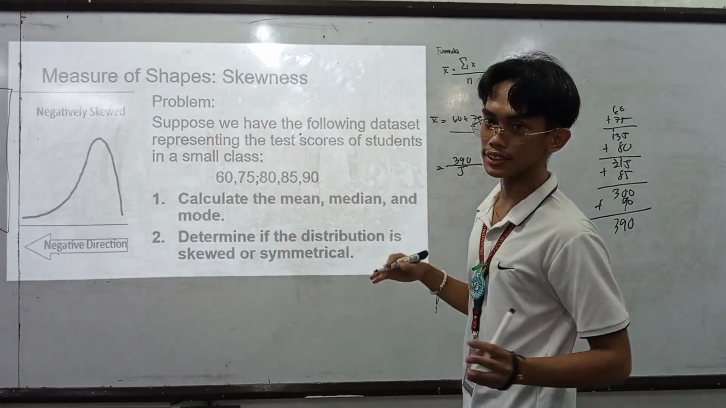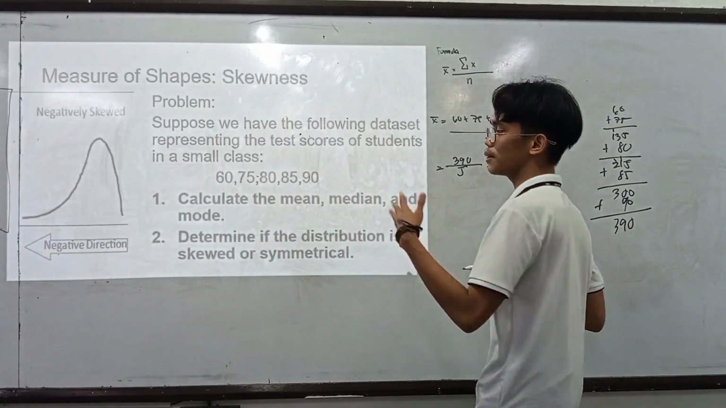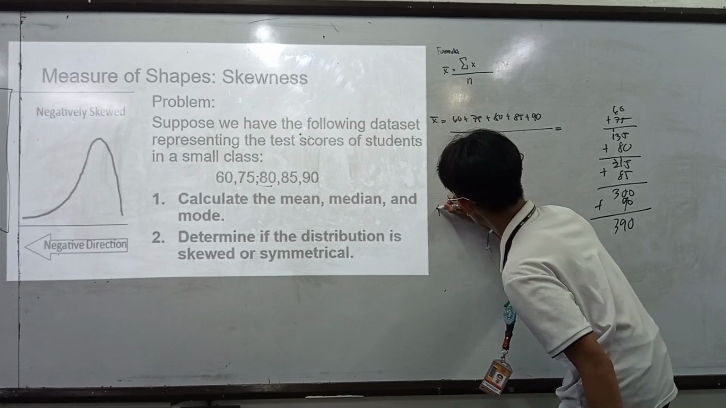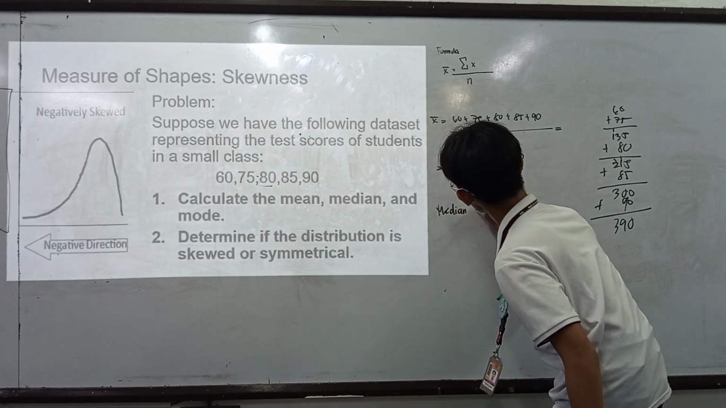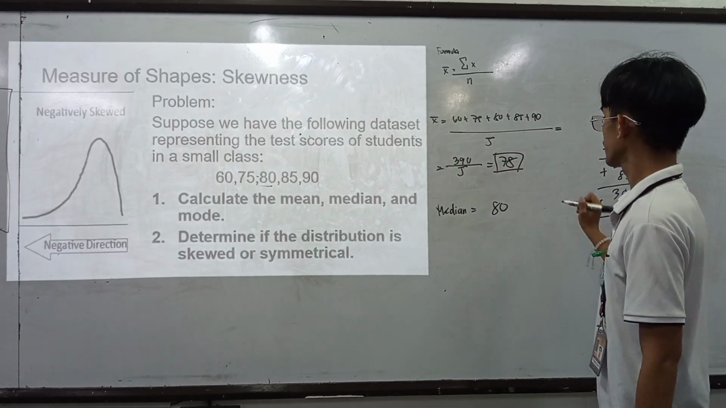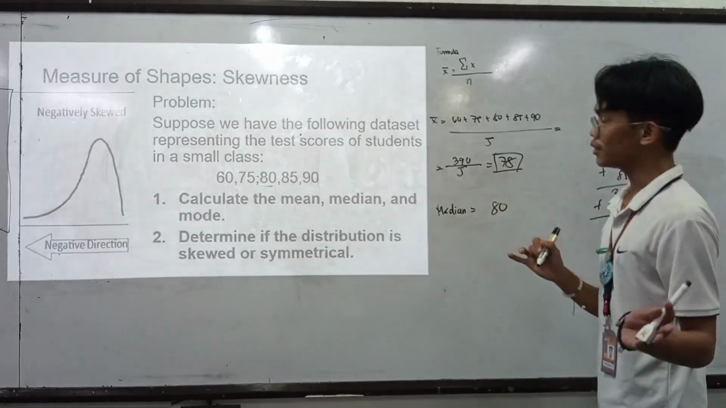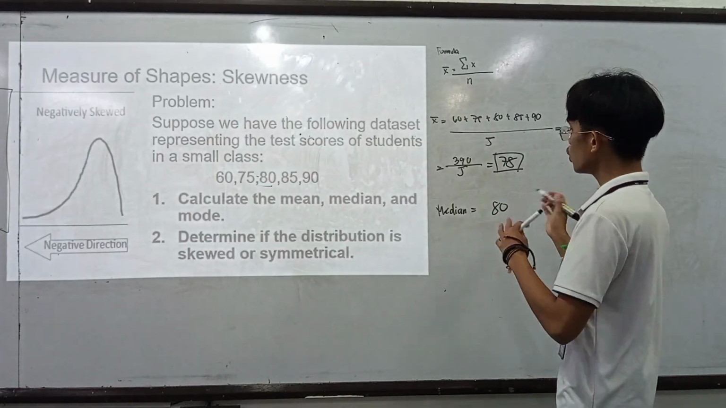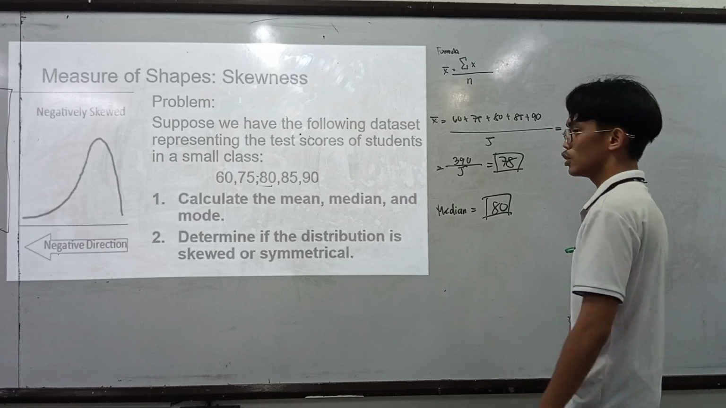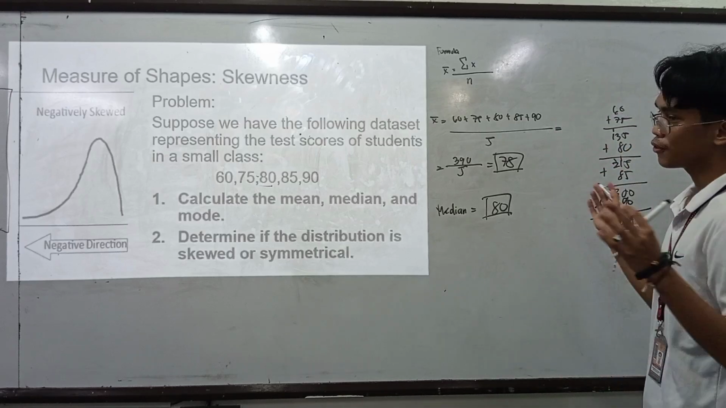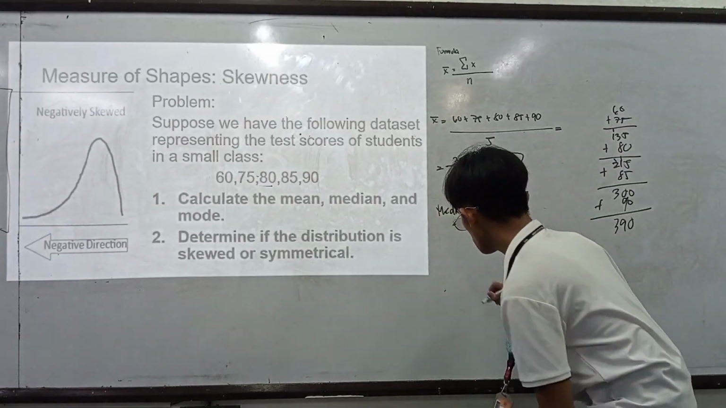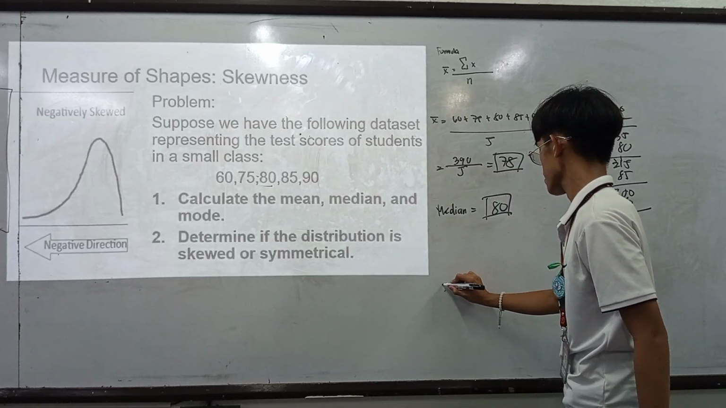Next is to find its median. So the value of the median is really 80. The median will be 80. So what does it mean? The value of your mean is slightly lower than the value of your median. To further discuss this, you should put it into a visual representation.